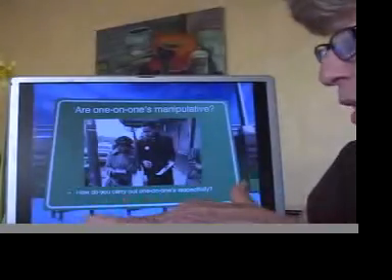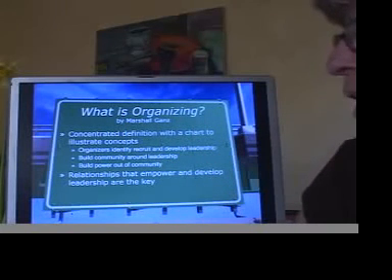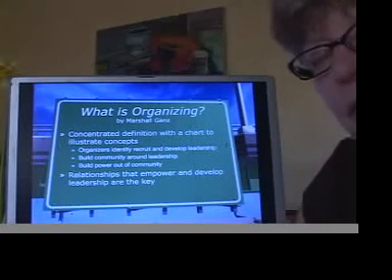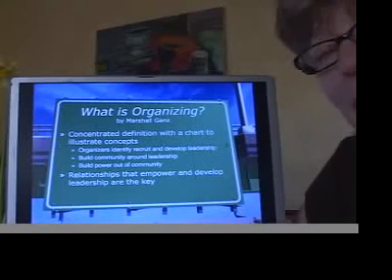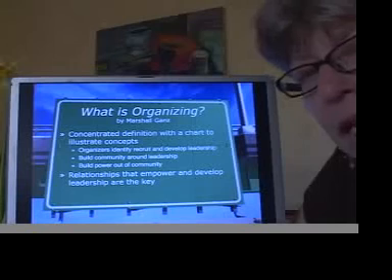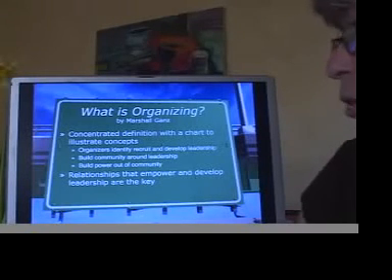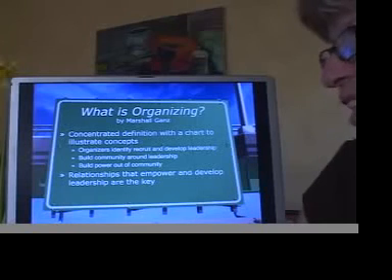And that leads us to our next reading, What is Organizing? by Marshall Ganz. This is a short article. It's 2 pages, and you might think, oh, this is obvious, I know everything here. But take the time to actually read it, because it's a concentrated definition with a chart to illustrate the concepts.